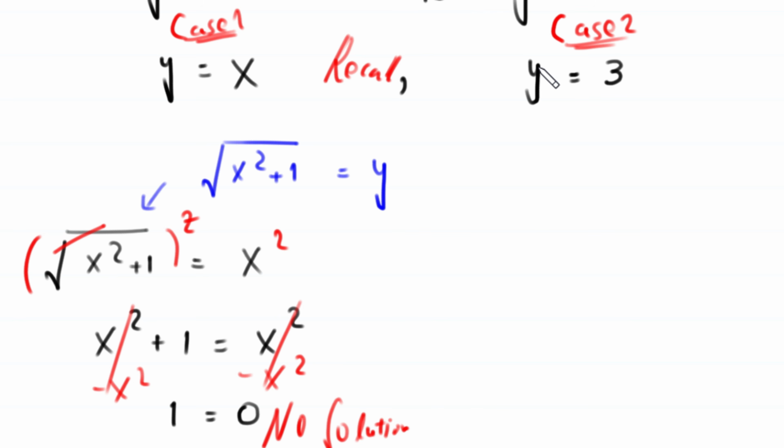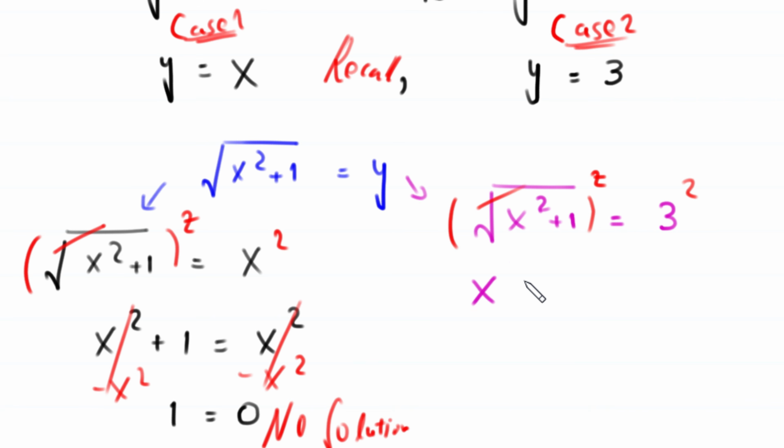Now we move on to case number 2, when y is equal to 3. So the square root of x squared plus 1 equal to 3, and we take the square of both sides. The square cancels out with the square root. We are left with x squared plus 1 equal to 3 squared, which is 9. If we subtract 1 from both sides, we are left with x squared equal to 9 minus 1, which is 8.